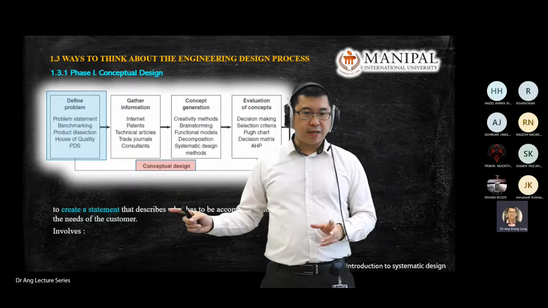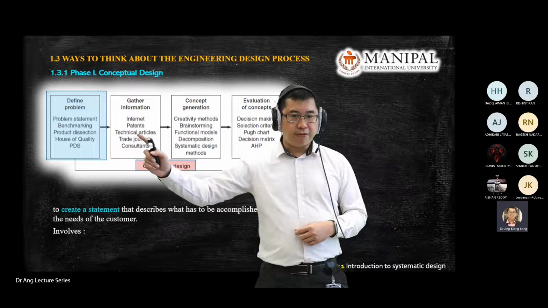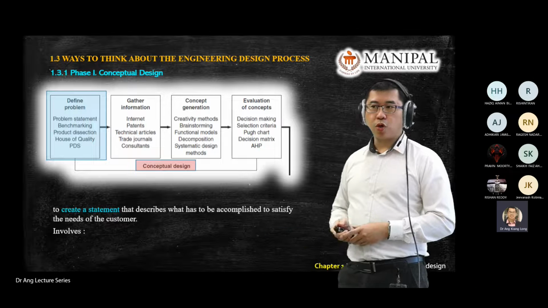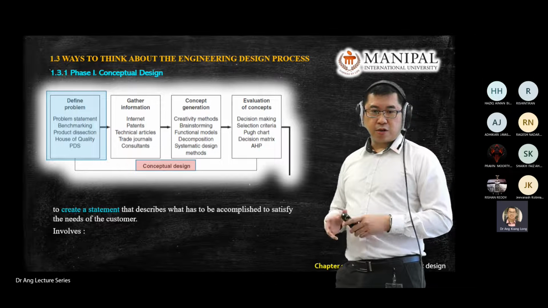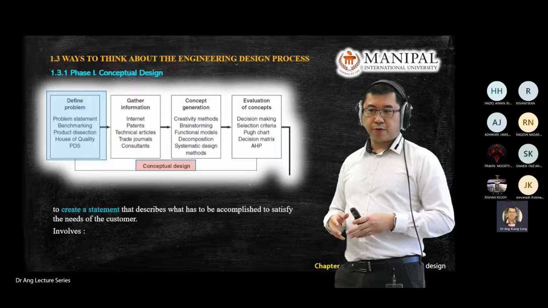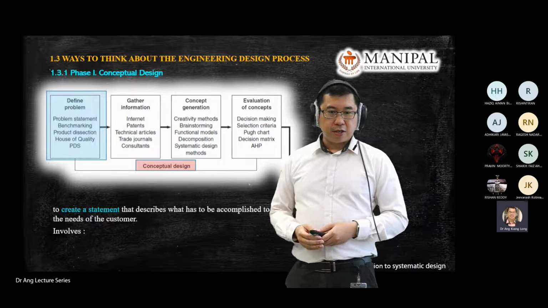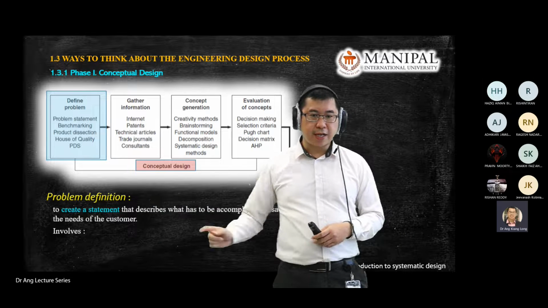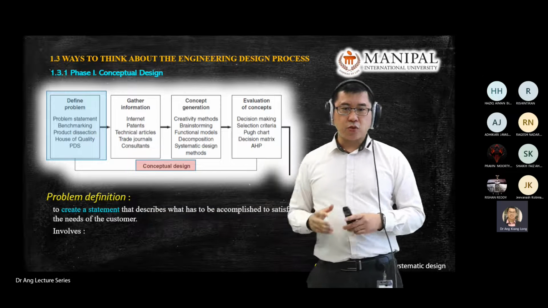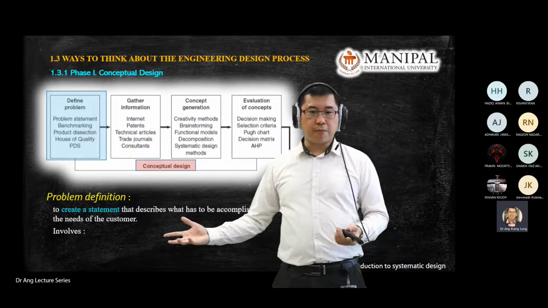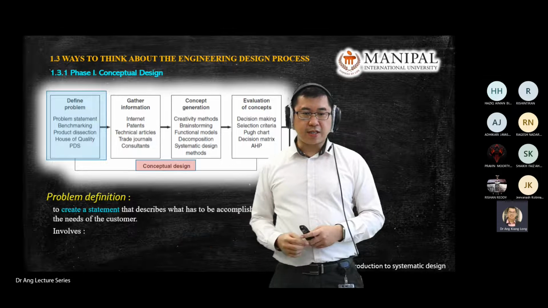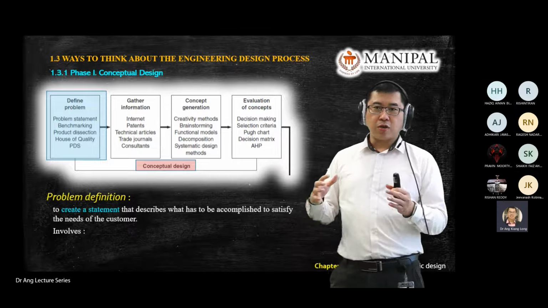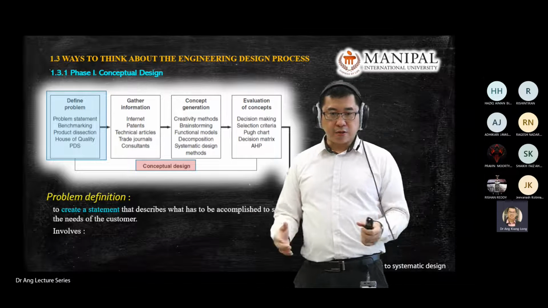Then you create a statement during define problem. You create a statement to describe what to accomplish, meaning your objective, to meet for Capstone Design 1. It involves a few things. Under problem definition, there will be a statement. A problem definition is actually a statement. What is this statement about? It's about what you need to accomplish, focusing on the needs of the customer. In this case, you change the customer to go-kart regulation or go-kart design, in that context.